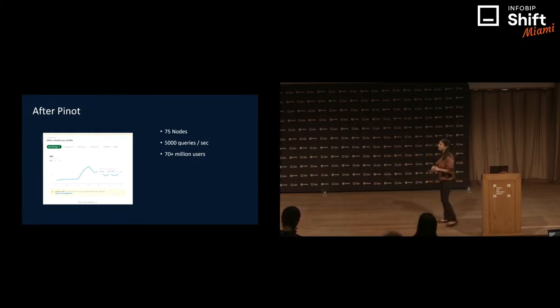And this is the after. After they created this product, Apache Pinot, they were running 75 nodes. They were serving 5,000 queries per second. And by this time, they had 70 million plus users. Okay, so let's talk about how.